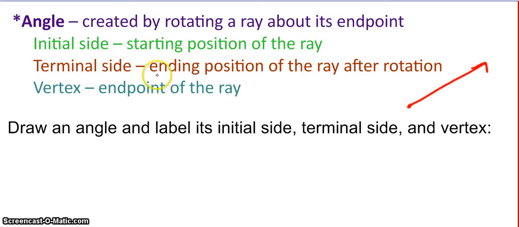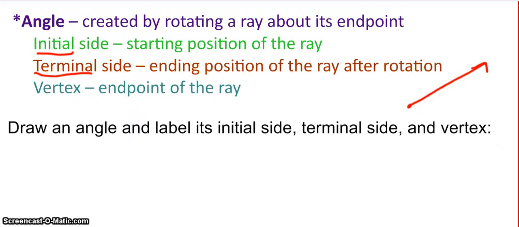So the initial side is the starting position of the ray. The terminal side, so think terminal, right? Like terminate, that's where it ends. Initial is where it begins. So the terminal side is the ending position of the ray after some rotation, and it's the rotation that creates the angle. The vertex is the endpoint of the ray, which is rotated.